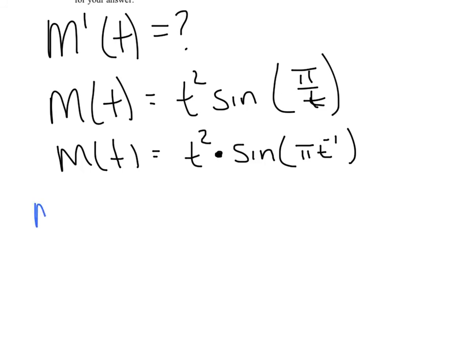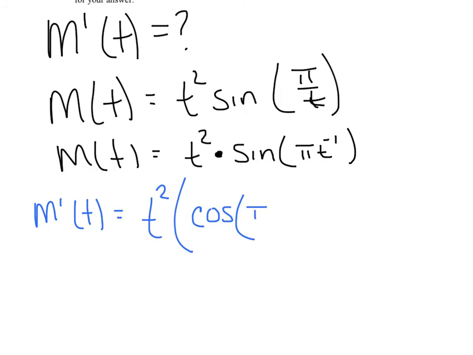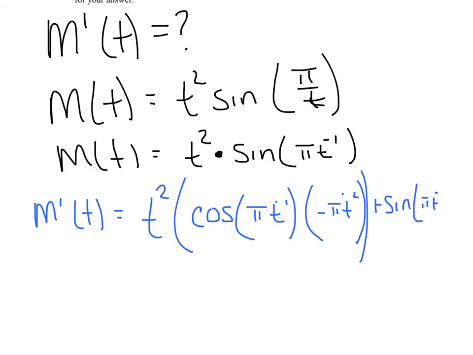So now when I take my derivative, notice I said times, I've got a nice product rule there. So I'm going first. The derivative of the second is the cosine, keep the inside, times the derivative of the inside, negative pi t to the negative 2, plus the second, sine of pi t to the negative 1 times 2t.